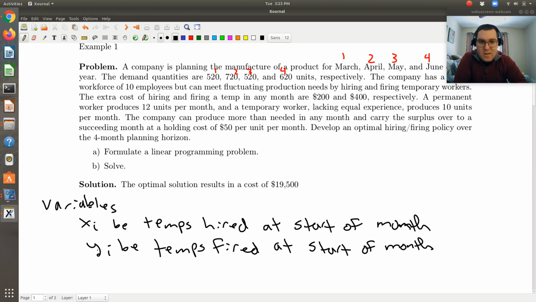We won't use z. So in terms of thinking about inventory, excess inventory at the end of the month, let's use wi. And so wi will be say excess inventory, our excess product, to go to storage.